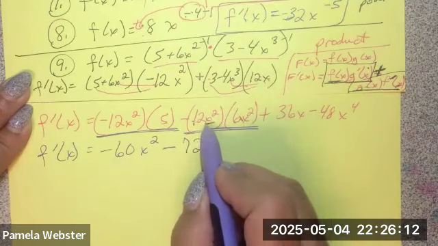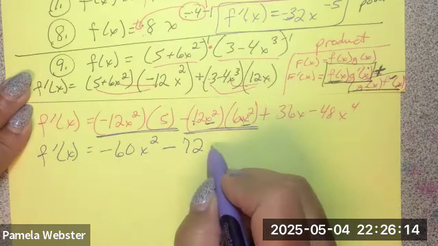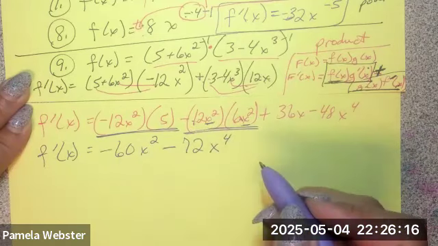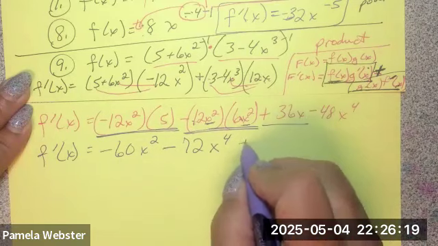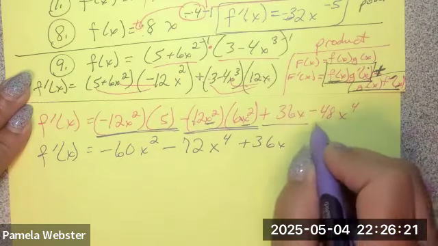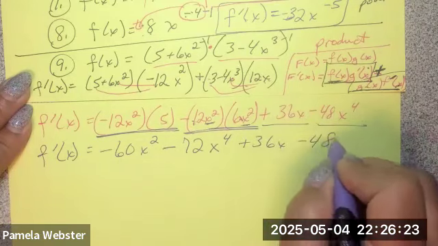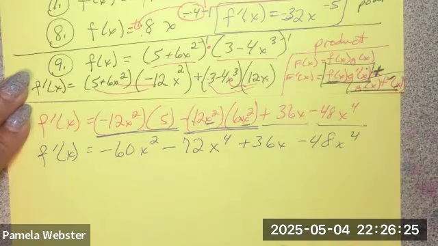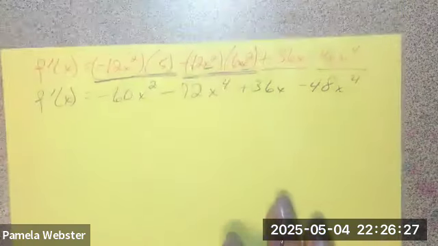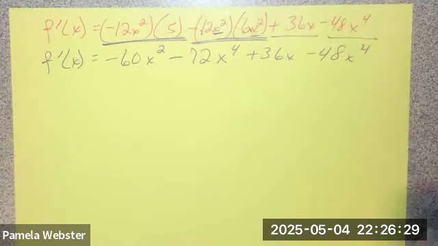But what's going on with these exponents? X squared times x squared is x to the fourth, right? Okay. Plus a 36x minus 48x to the fourth. Okay, so let me scoot this. Come back to you in a second.